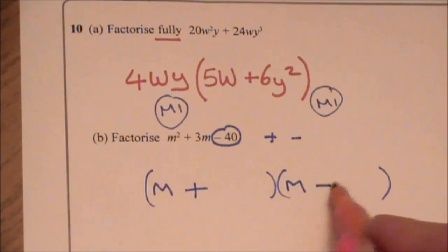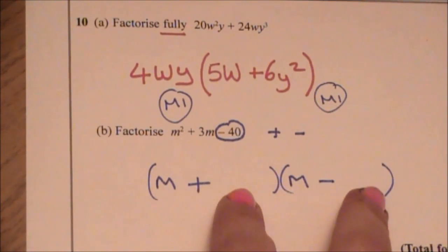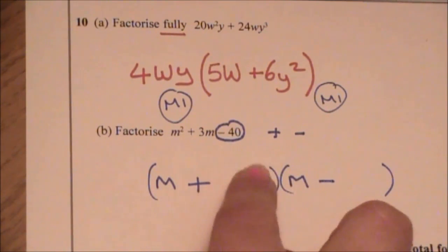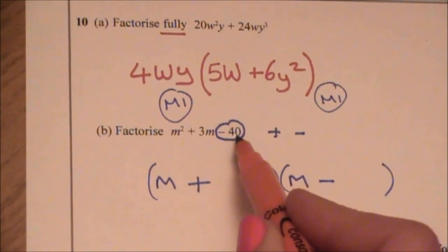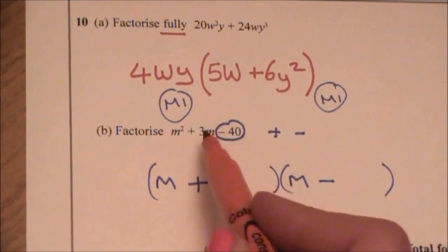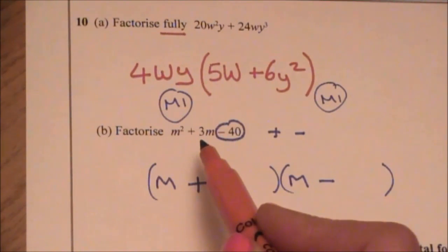So I'm going to make a note of that. There's one positive, one negative. It doesn't matter which way around they are, as long as one's positive and as long as one's negative. What does matter is when you've identified your factors, you need to make sure that the positive one goes with the positive and the negative one goes with the negative. Now, I need to find two numbers that times together to give me 40 that add or take away from each other to give me 3. So they have a difference of 3.